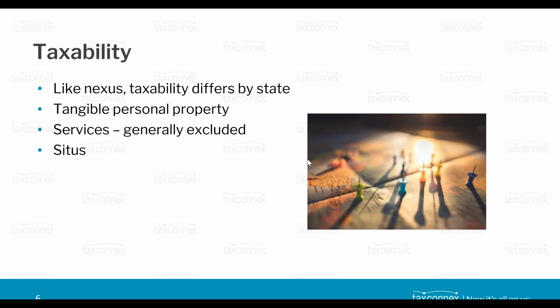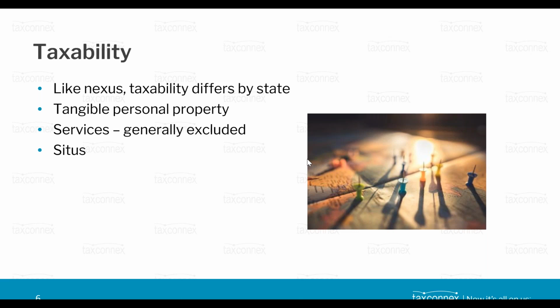And like nexus, there's differences in taxability. The standard is that tangible personal property, the retail sale of which, is generally going to be subject to state and maybe local sales and use taxes. But services are all over the board in terms of tax treatment.